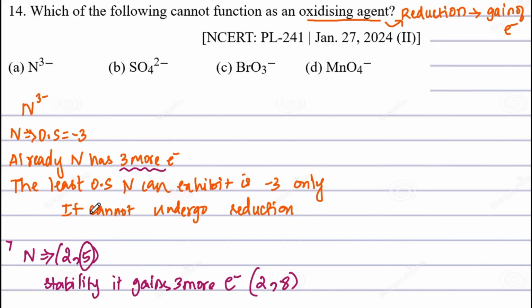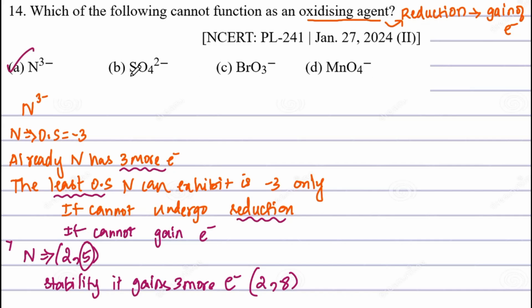Already nitrogen is present in its least oxidation state, minimum oxidation state. So further it cannot undergo reduction. What is reduction? Gain of electron. So further it cannot gain electrons. If it cannot gain electrons, it cannot undergo reduction and it cannot act as an oxidizing agent. So option A is the correct answer.